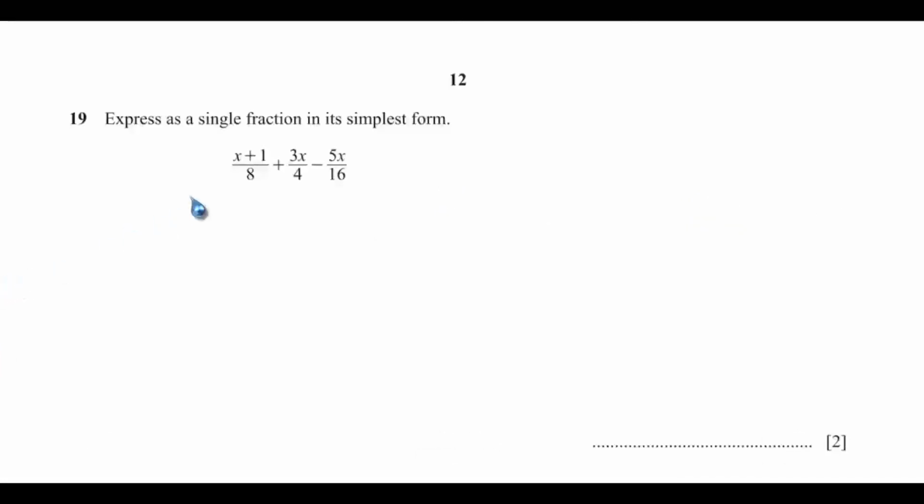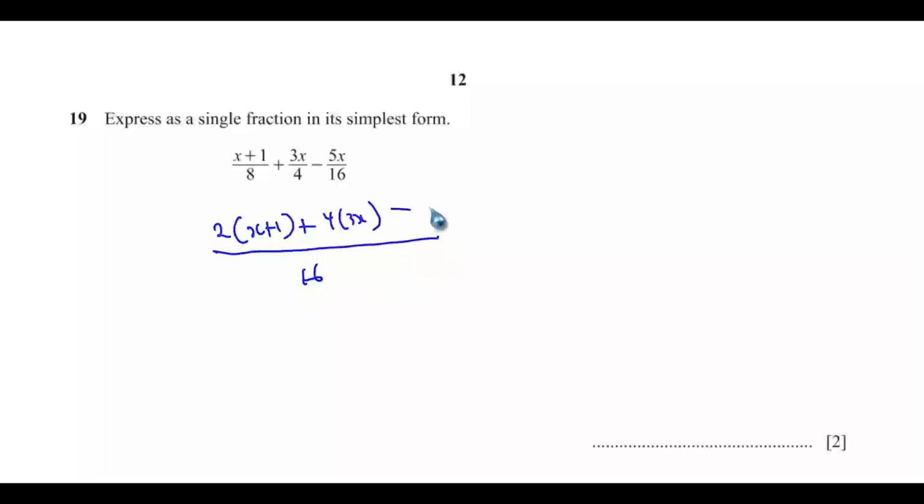Question 19, expressed as a single fraction. So the LCM of 4, 8 and 16 is 16. 16 divided by 8, that will be 2. So 2 multiplied by x plus 1, plus 16 divided by 4, that is 4, 4 multiplied by 3x, then minus 16 divided by 16, 1, 1 times 5x, 5x. So let's expand this.